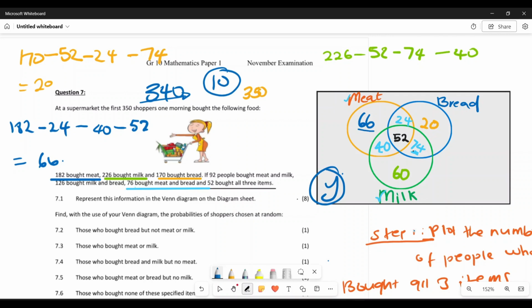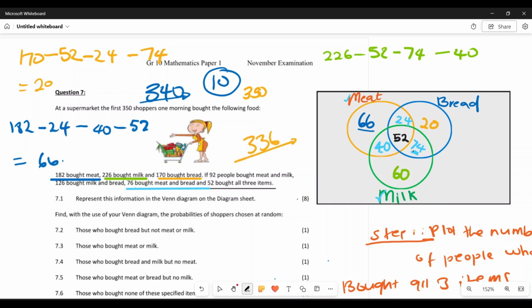So now let me just add all these values in my circles to see if they're going to be equal to 350. And remember, if they do not, the difference between 350 and that number would be your sample space. Now, adding all the values inside your Venn diagram, they should be equal to 336.